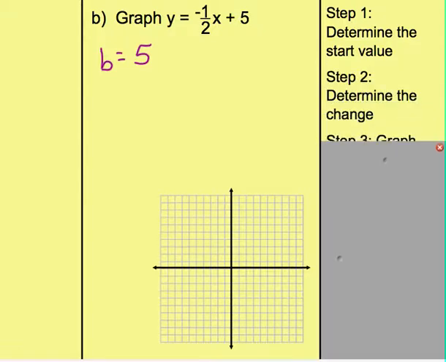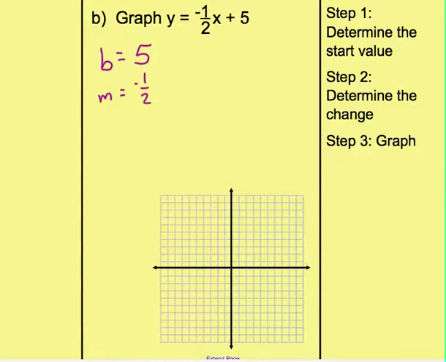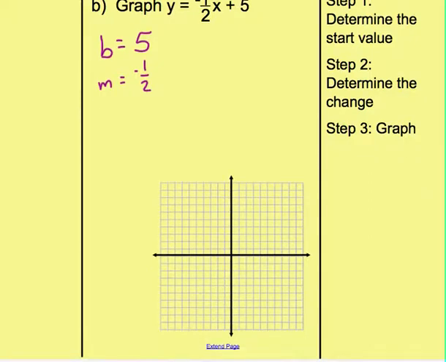Next, determine the rate of change, or the amount of change. In this case, what are you multiplying by the x? Negative 1/2. And graph. So on our y-axis, I'm going to go up 5. That's my starting value. And now because my rate of change is a fraction, I can graph it as rise over run. Hopefully some of you remember that. So I'm going to rise negative 1, which means fall. And this time I'm going to run to the right 2.